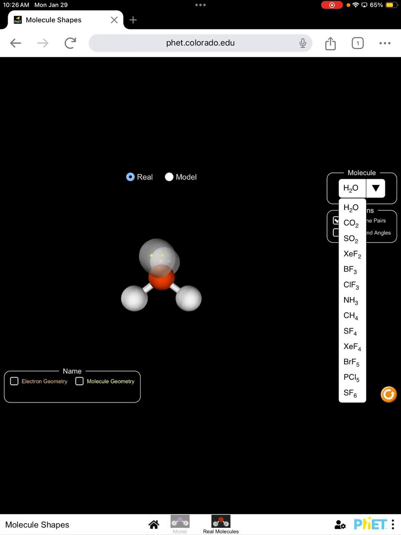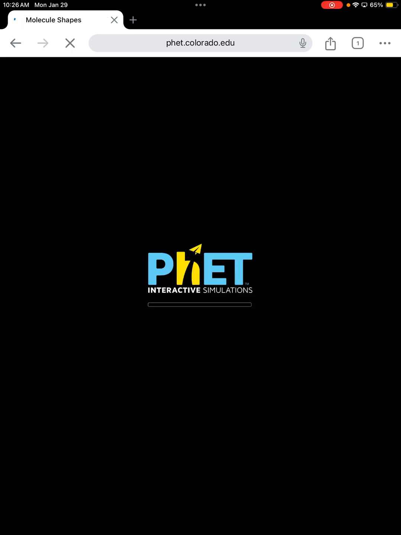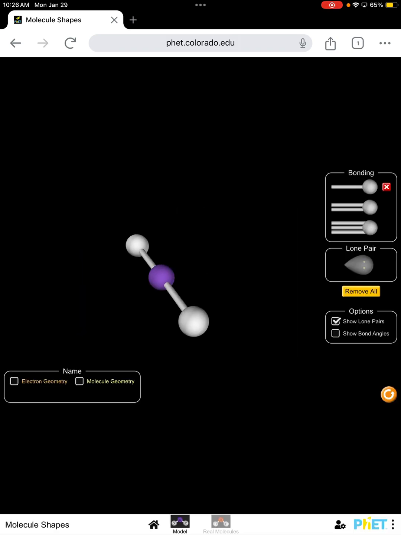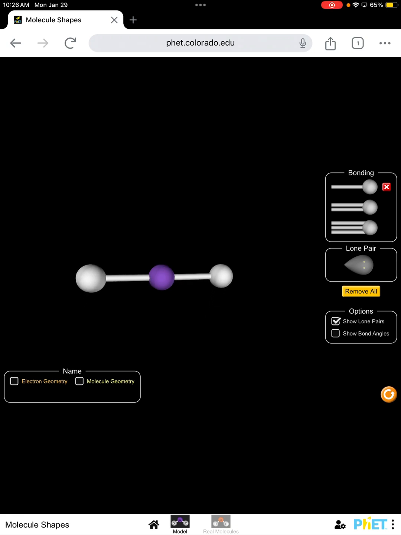So sometimes they're on here. I picked a lot of them. I don't see magnesium chloride in my real molecule list, but I can make a fake one by adding or taking away bonds. So here is magnesium chloride. 3 atoms. Do I have a lone pair on there? Does magnesium chloride have a lone pair? No. So I'm going to take that lone pair away.